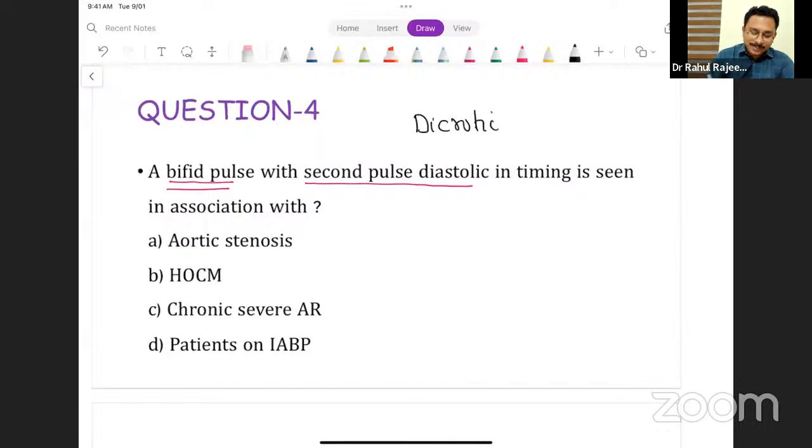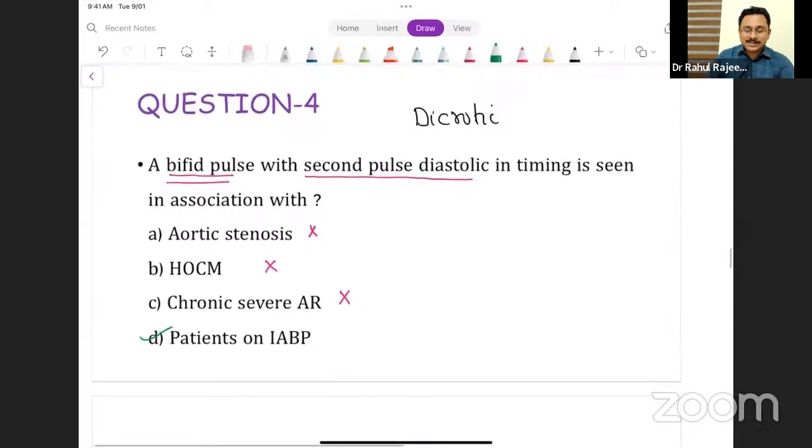Okay. So I'm eliminating hypertrophic obstructive cardiomyopathy as well as chronic severe AR, which are associated with bisferiens pulse. And so the second pulse is systolic in timing. In case of aortic stenosis, it is usually a pulsus parvus et tardus. So I'm eliminating those options as well. So now it's simple. It's going to be option D, patients on intra-aortic balloon counterpulsation.